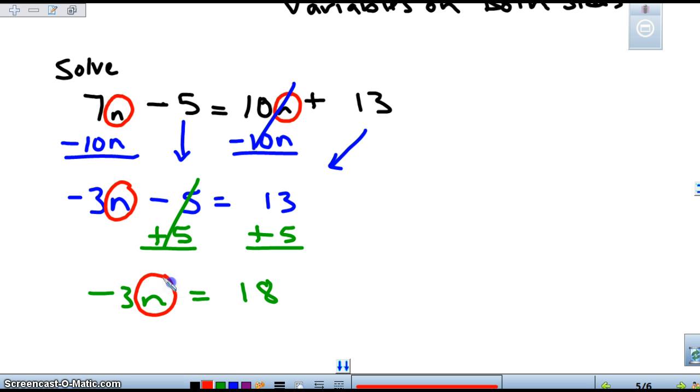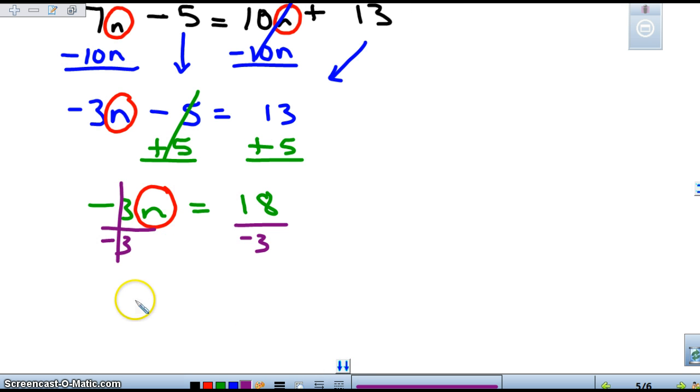We haven't finished. We want the n by itself. So to get rid of the negative 3, the inverse operation of multiplication is division. We're going to divide by negative 3 to both sides. So this means n is equal to negative 6.